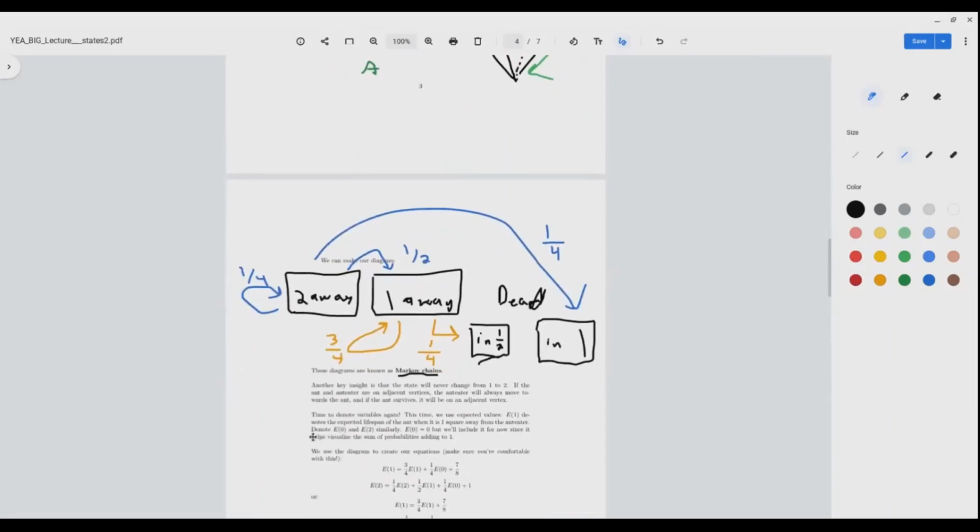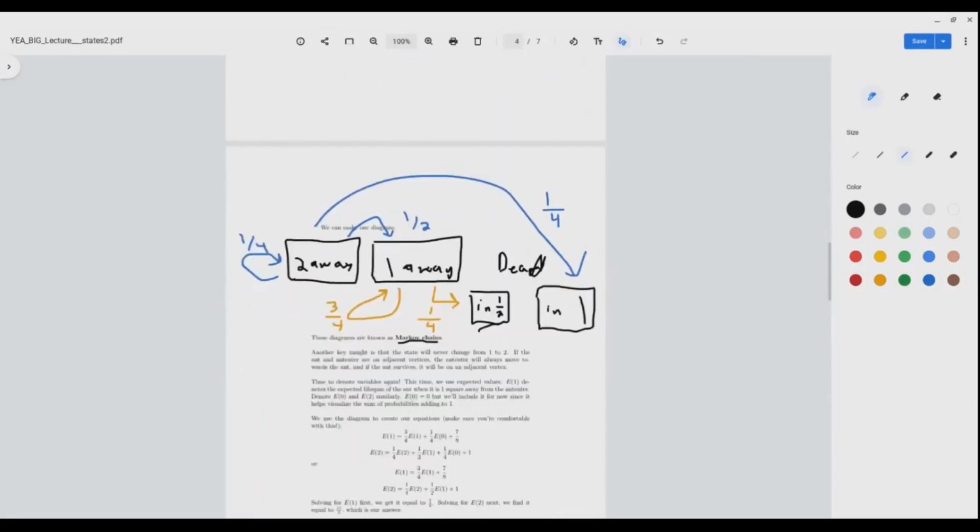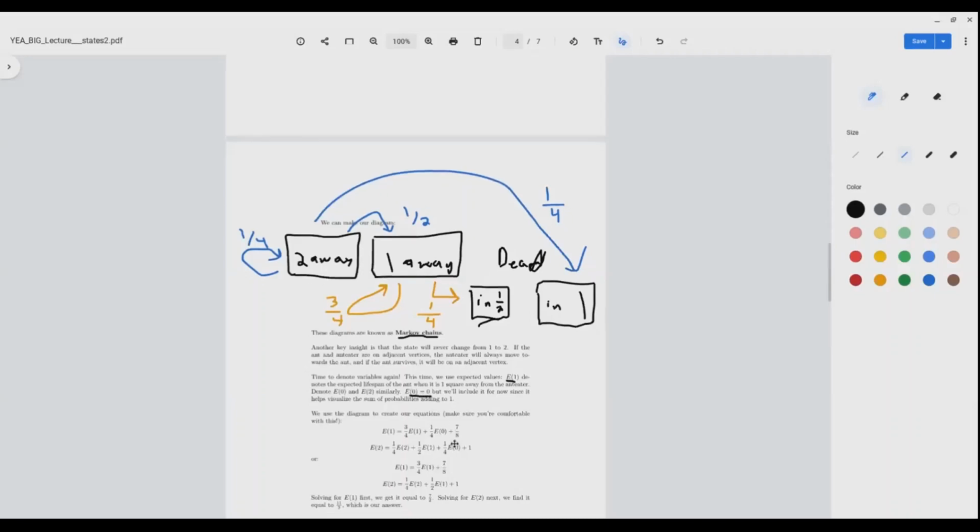So time to denote variables again. This time we use expected values, so I just call the variables E1 and so on. You can do whatever you want with variables, but this is the easiest for me to understand. So E1 denotes the expected lifespan of the ant when it is 1 square away from the anteater. Denote E0 and E2 similarly. E0 I shouldn't have added here, honestly, because it's a little bit confusing, because it's pretty much just 0 anyway. So E0 just basically means you're dead.